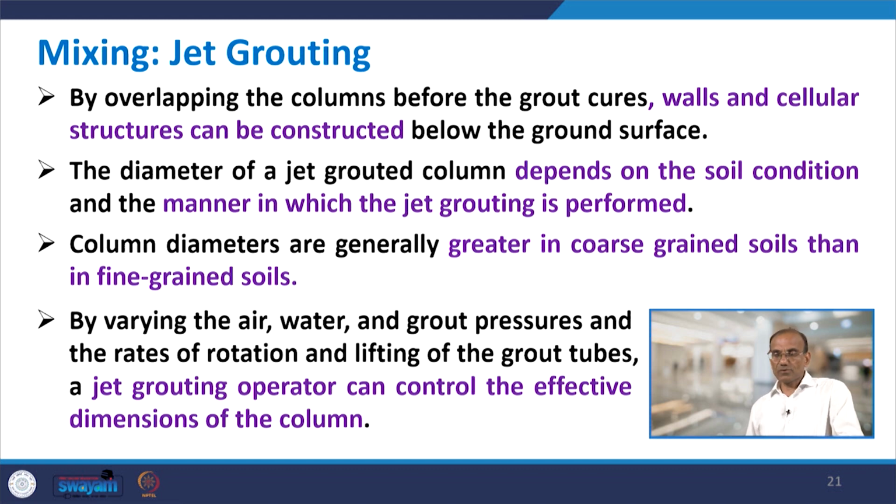By overlapping the columns before the grout cures, walls and cells can be constructed below the ground surface. The diameter of a jet grouted column depends on the soil conditions and the manner in which the jet grouting is performed. Column diameters are generally greater in coarse grained soils than in fine grained soils. By varying the air, water and grout pressures and the rates of rotation and lifting of the grout tubes, a jet grouting operator can control the effective dimensions of the column.